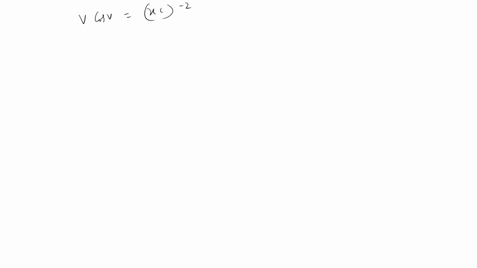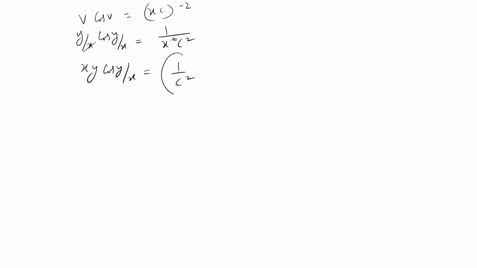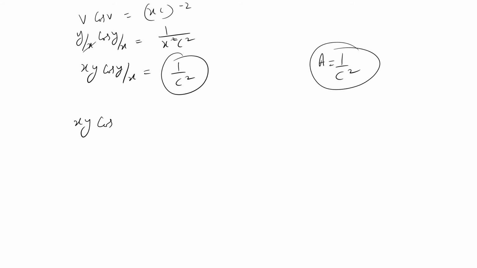So let us put back v as y upon x: cos y upon x is equal to, it can be written as 1 upon x square c square, right? So 1 x will cancel with this, and cross multiply, take this x to the other side, and this is 1 upon c square. Now 1 upon c square is also a constant, term it as some other constant, so we get the answer as xy cos y upon x is equal to k.